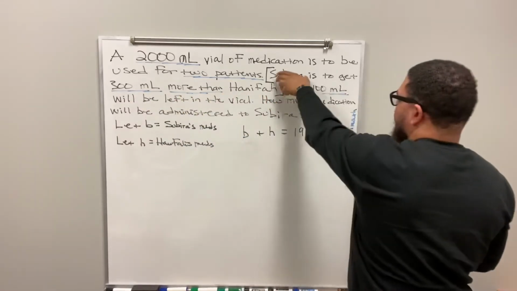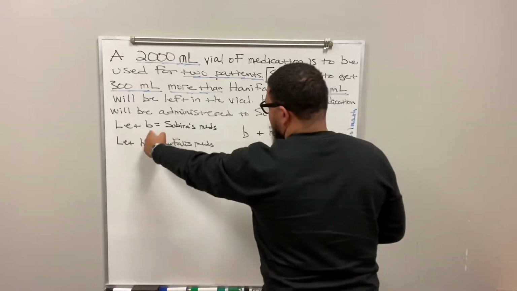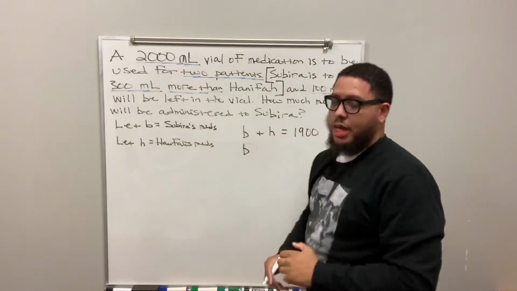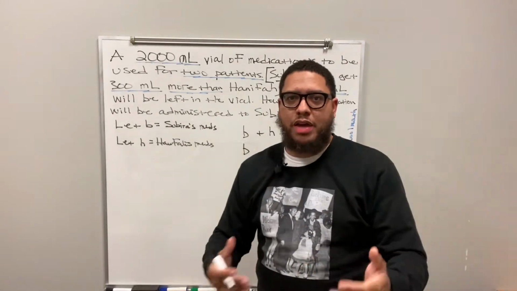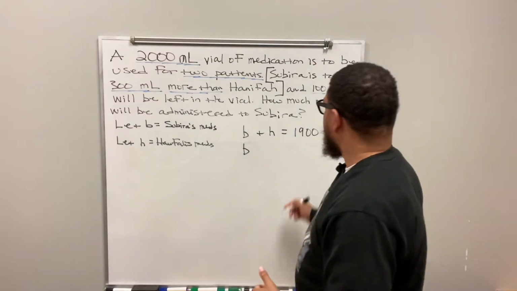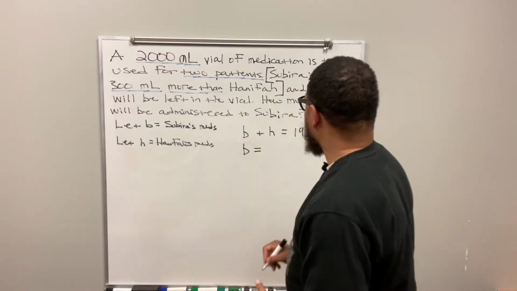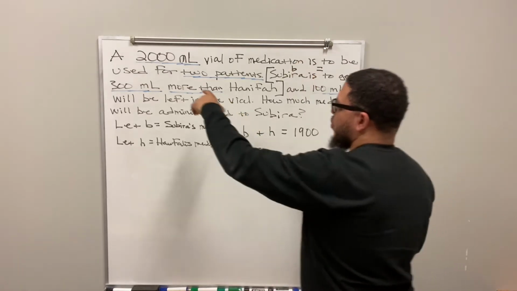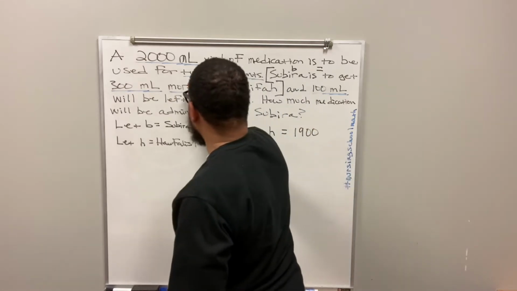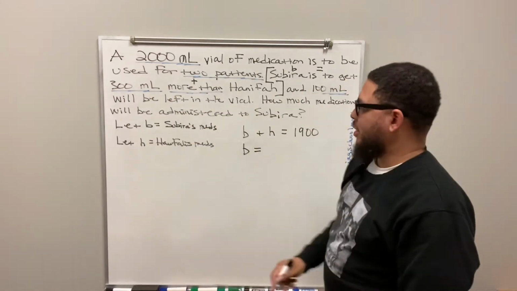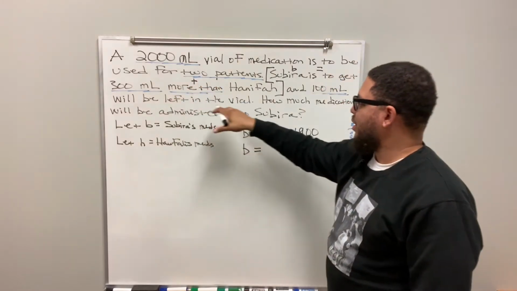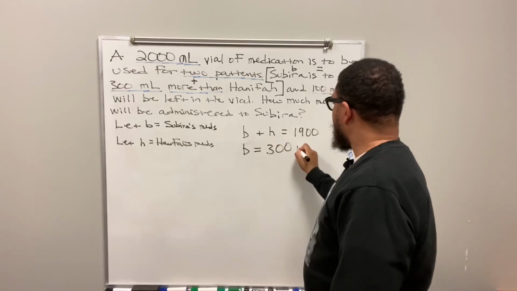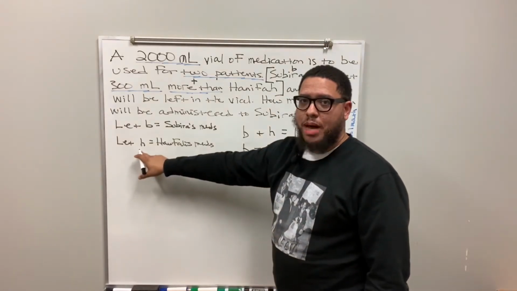All right. So what variable do I use to represent Sabira? B. So I write B. Is to get. Is to get. That's a predicate or an action. It has an action verb in it. Is to get. Right? That's my equal sign. All right? So this is B. This is my equal sign. 300 milliliters more than. More than means addition. All right? 300 plus Hanifa. However much Hanifa gets. So we got 300 plus Hanifa is represented by the lowercase letter h.